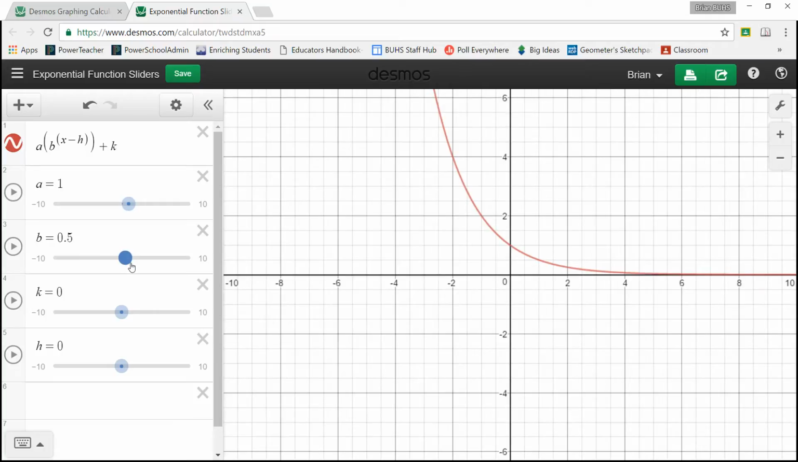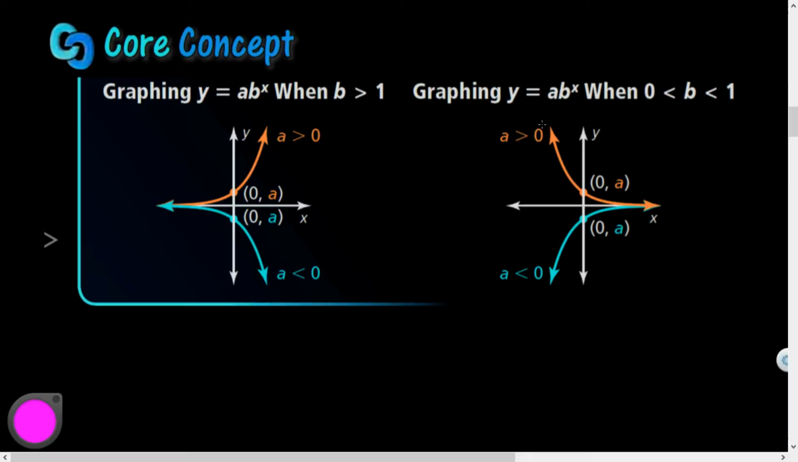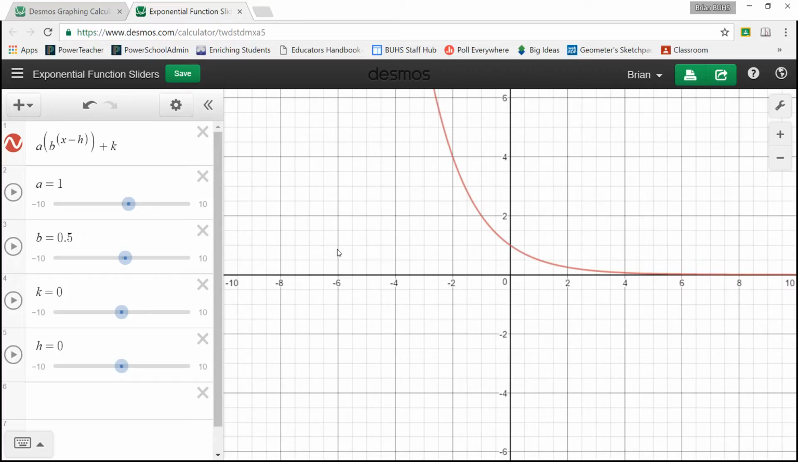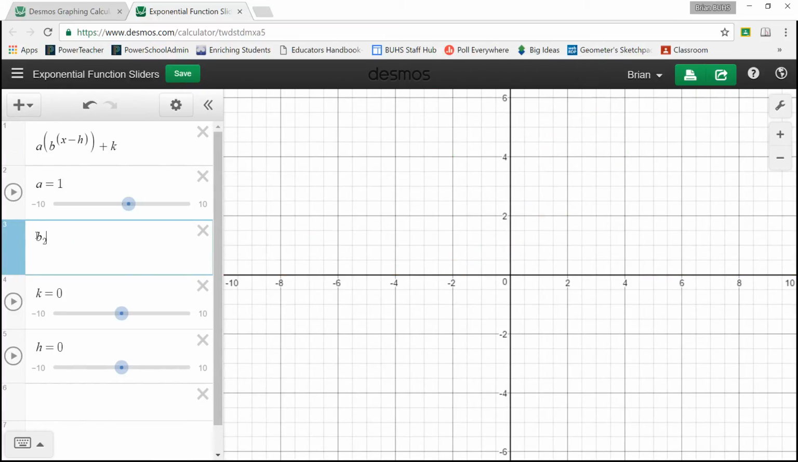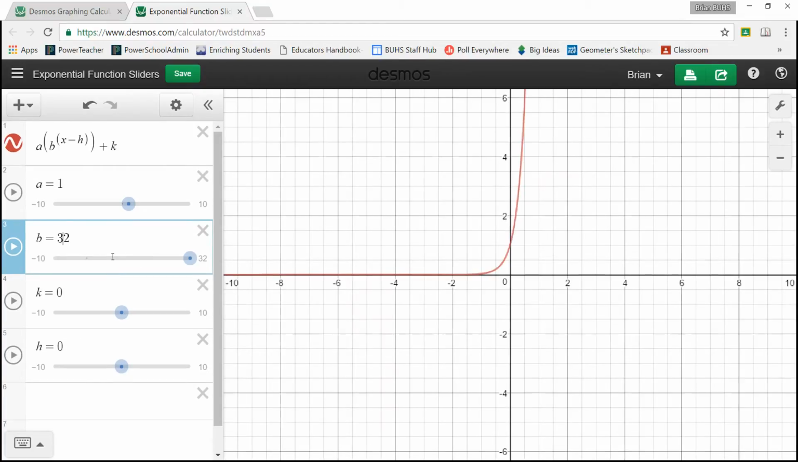But when b is less than 1, let's go back to our graph. Notice that when b is less than 1 but bigger than 0, it goes down to the right. But what about when a is positive or negative? Let's go back to our graph and make b back to like 2 or something. There we go.